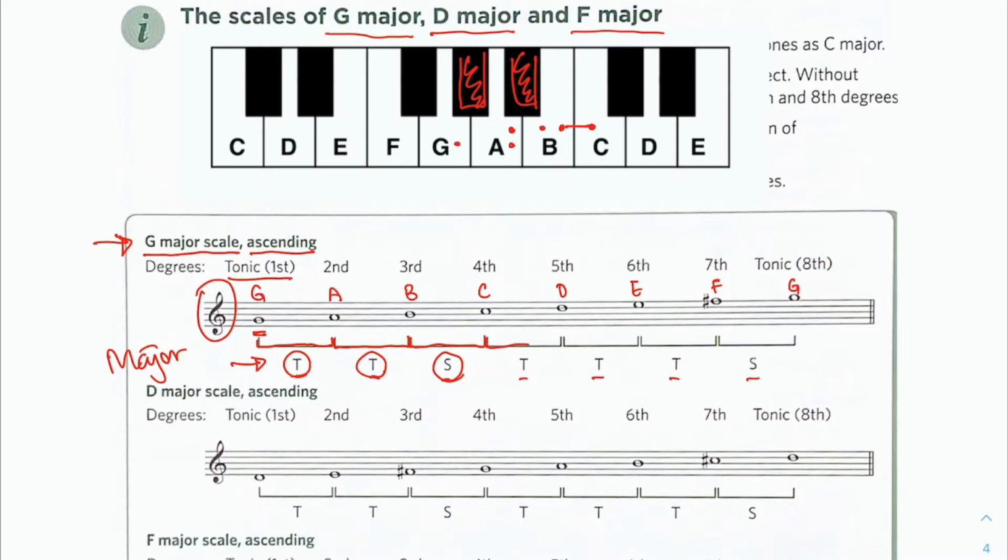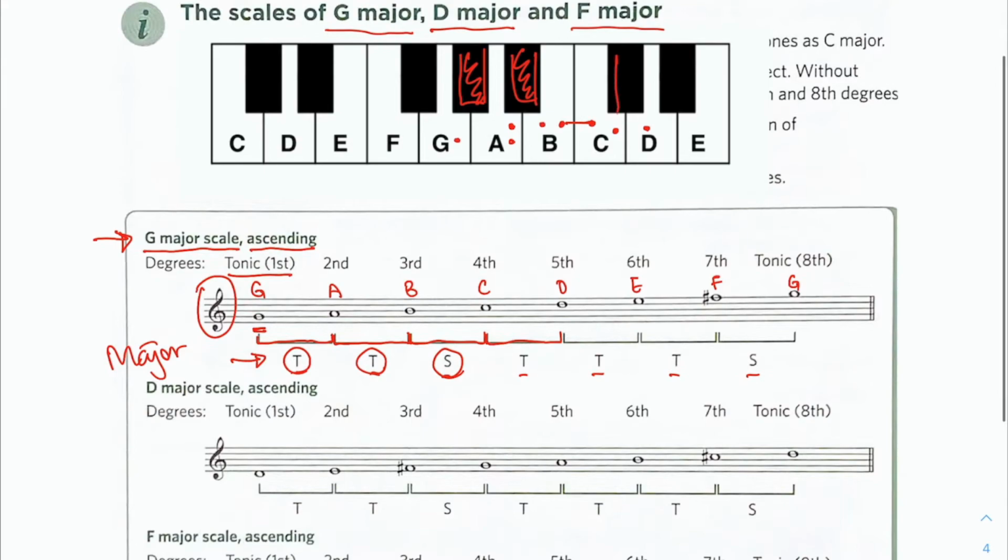Next, C going to D, from here to here. Again, there's a black key in between them, so this is a tone. Then next, D going to E, which is here. D going to E, there is a black key in between them, so this is also a tone.